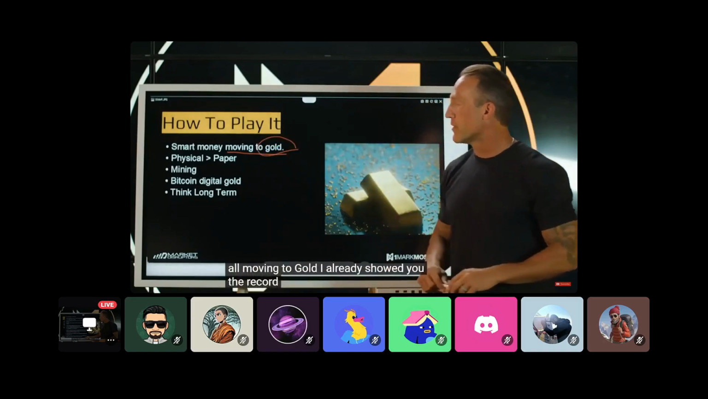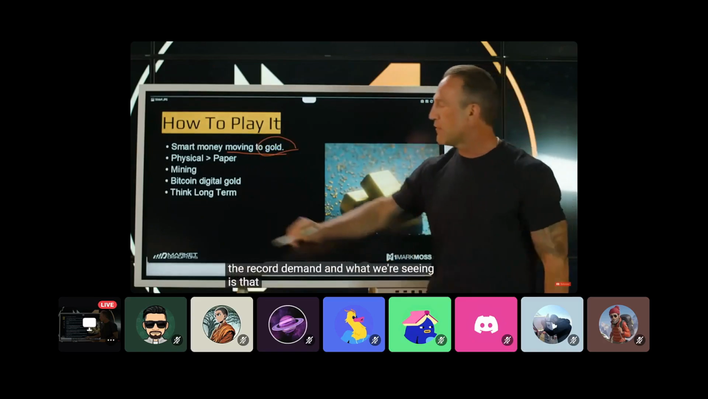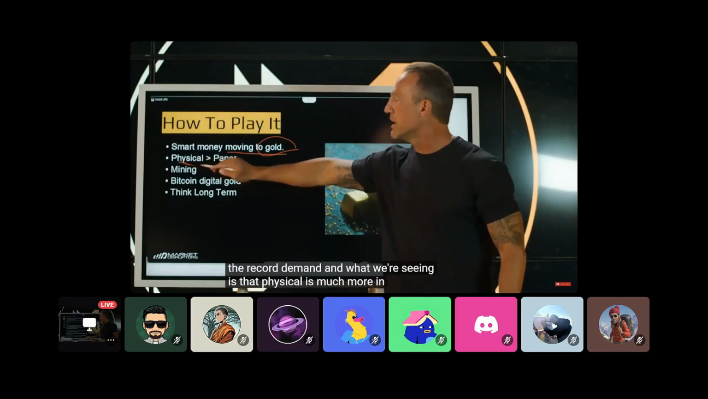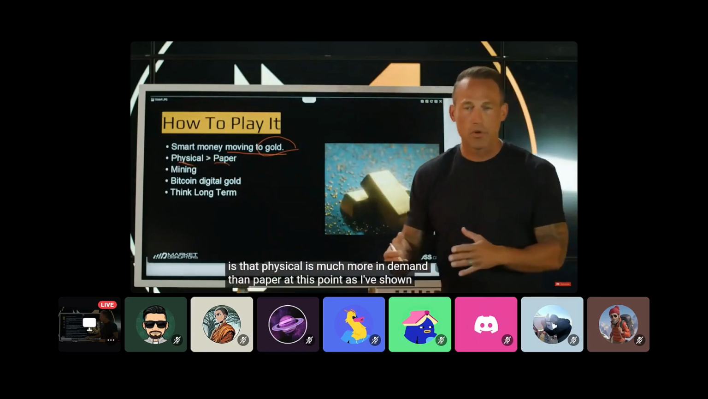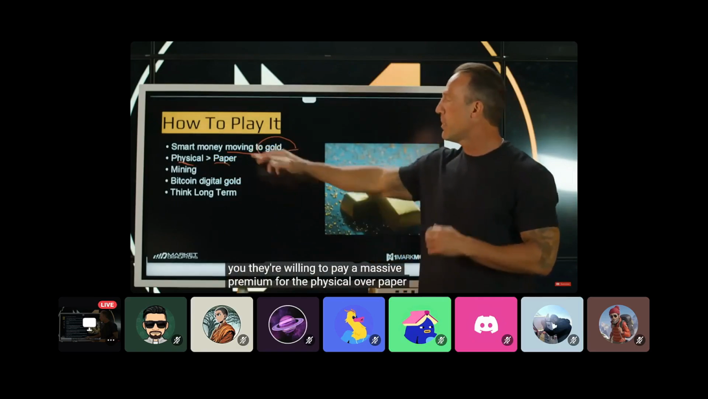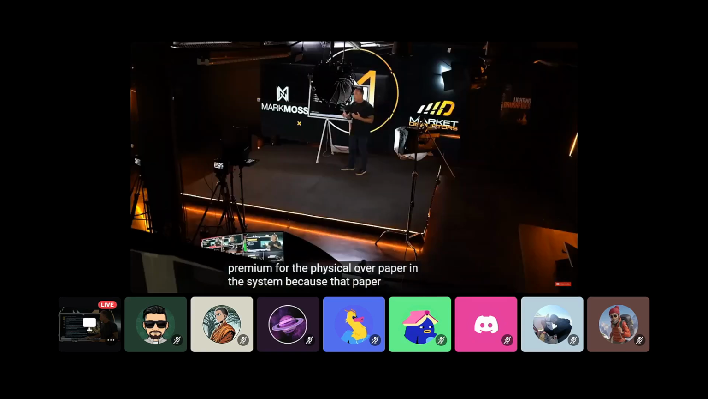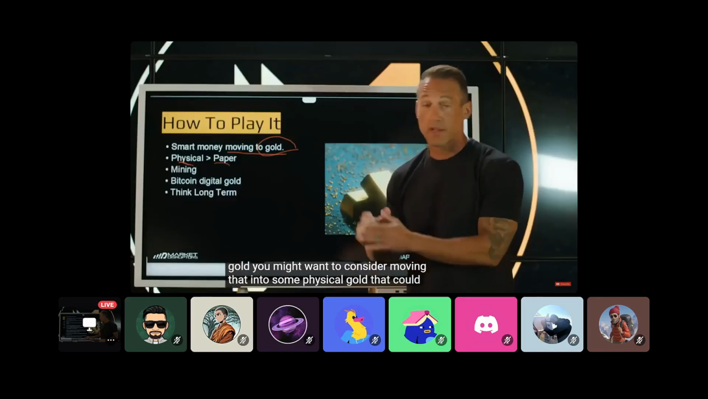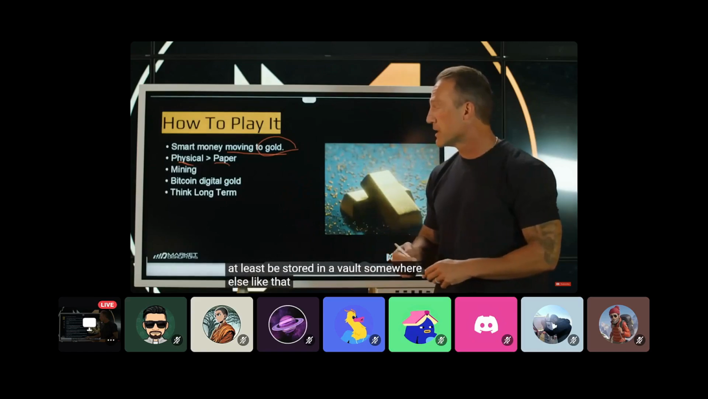I already showed you the record demand. And what we're seeing is that physical is much more in demand than paper at this point. As I've shown you, they're willing to pay a massive premium for the physical over paper in the system because that paper might not be there. So if you have a bunch of paper gold, you might want to consider moving that into some physical gold that could at least be stored in a vault somewhere else like that.